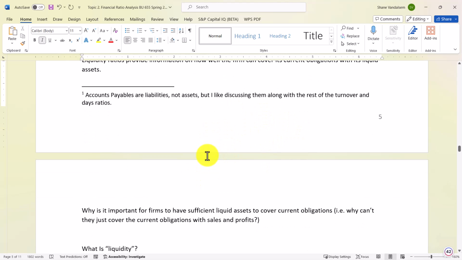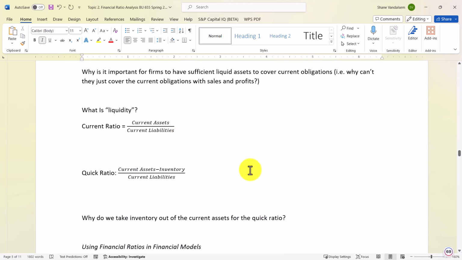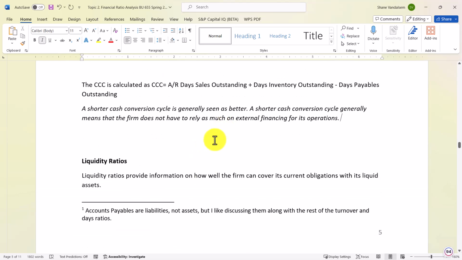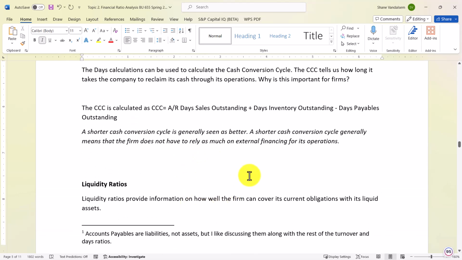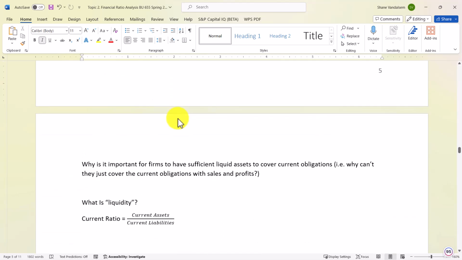The last set of ratios we're going to talk about in this video are the liquidity ratios. So liquidity ratios provide information on how well the firm can cover its current obligations with its liquid assets. So when we think about liquid assets, these are assets that are either cash or can be converted to cash quickly. So why is it important for firms to have sufficient liquid assets to cover current obligations? And this is a question I get sometimes. Why can't they just cover the current obligations with sales and profits? Well, you have to have something to convert to sales, and that's really the issue here.